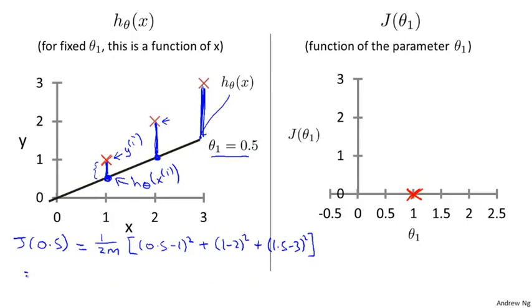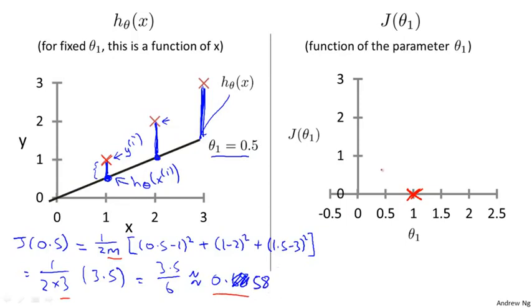And so that's equal to 1 over 2 times 3, because m, my training set size, is 3 training examples. And then that's times, simplifying the thing in parentheses, 3.5. So that's 3.5 over 6, which is about 0.68. So now we know that J of 0.5 is about 0.68. Let's go and plot that. Oh, excuse me, math error. This is actually 0.58. So I'm going to plot that, which is maybe about over there. Okay.